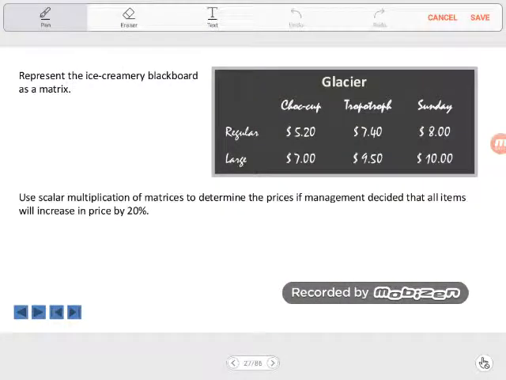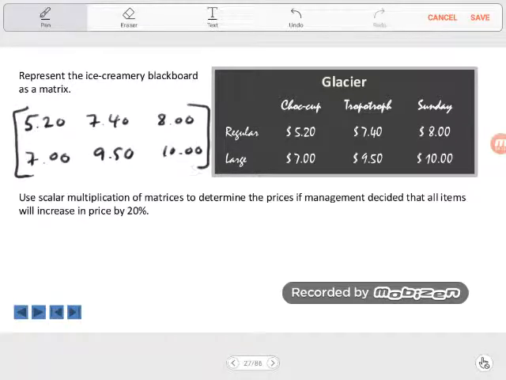Righto, now here we have a shop, and this is their ice creamery blackboard. And these are the charges. So to represent this as a matrix, well, we simply drop all the words and just write the numbers. So 5.20, 7.40, $8, $7, 9.50 and 10. So there it is represented as a matrix.